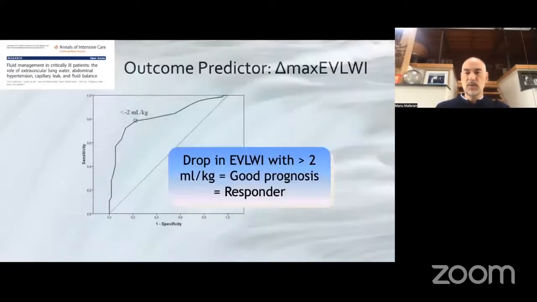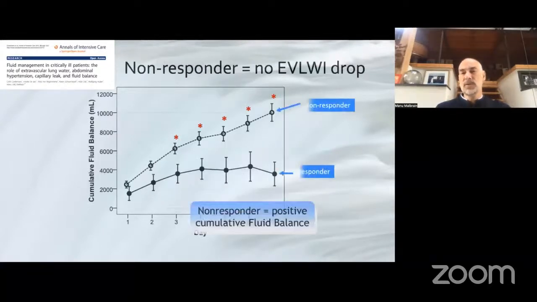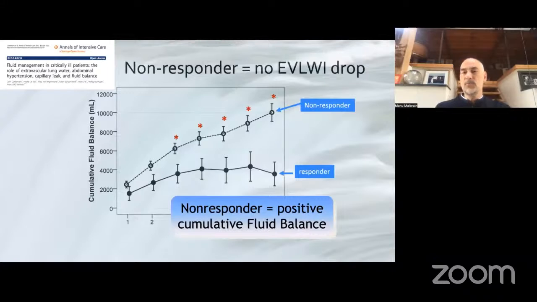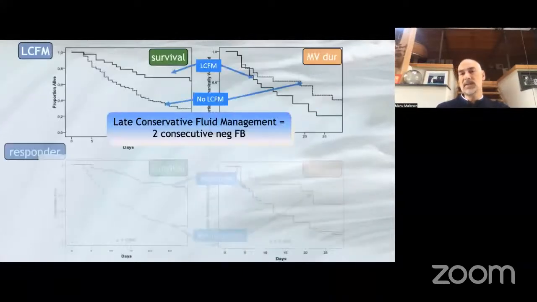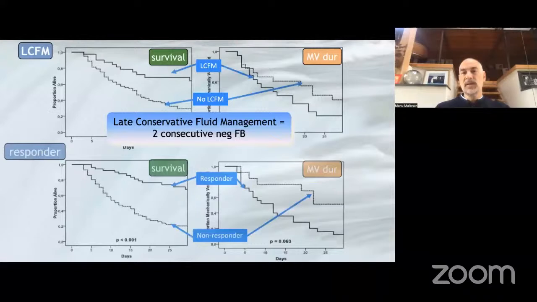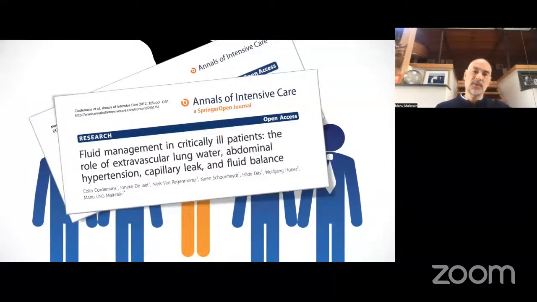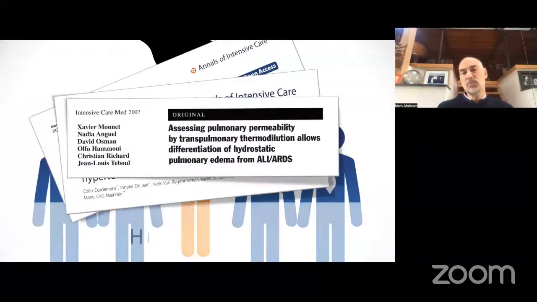So let's have a look at lung water, and this is a retrospective study, 123 patients, where we found that a drop in lung water with 2 mL per kilo was a good prognostic factor. And if we define a responder as the one who drops the lung water, you see that they have a less positive fluid balance. And late conservative fluid management, remember 2 negative fluid balances, these patients had better survival and faster weaning, and the responders also better survival and faster weaning. So lung water and the dynamics of it seem to be interesting.